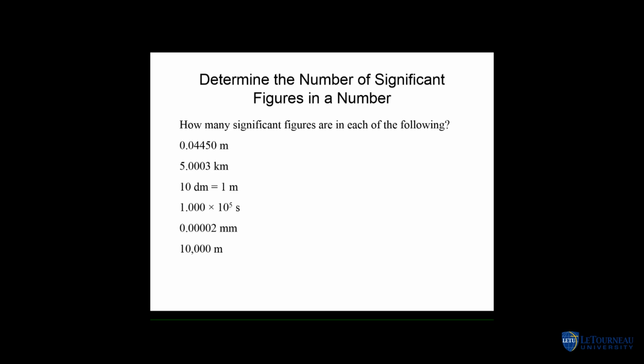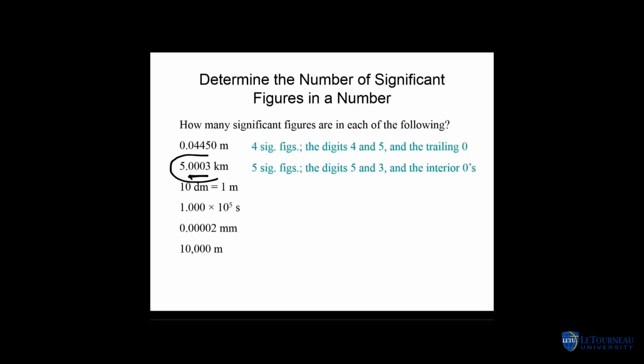All right, the first one we have 4 sig figs. 1, 2, 3, 4. The 0 here doesn't count because it's just a placeholder. Okay, it just holds the decimal in place. Next one, we have 5 sig figs because these zeros here are between non-zero numbers, so all 5 of those are significant.